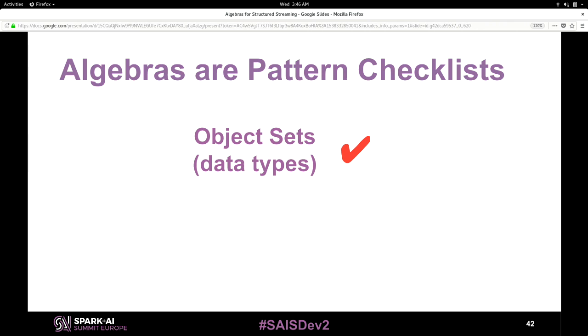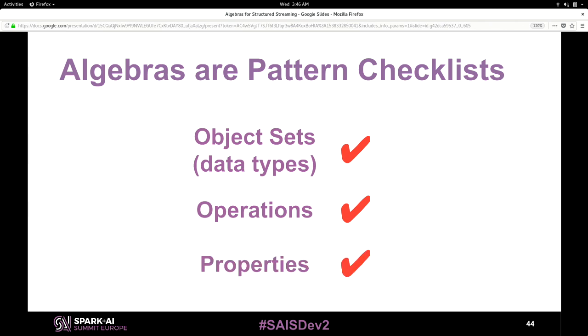Algebras really are just pattern checklists, so you're defining object sets. And of course, in the software world these basically appear as data types. You're defining some operations on those sets, and the operations may have some properties that you have to check off.